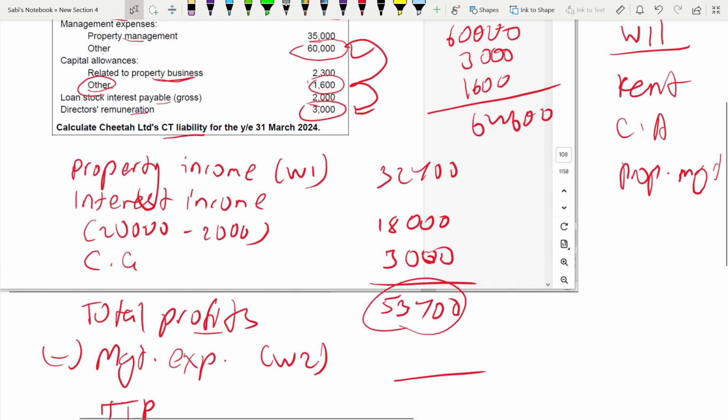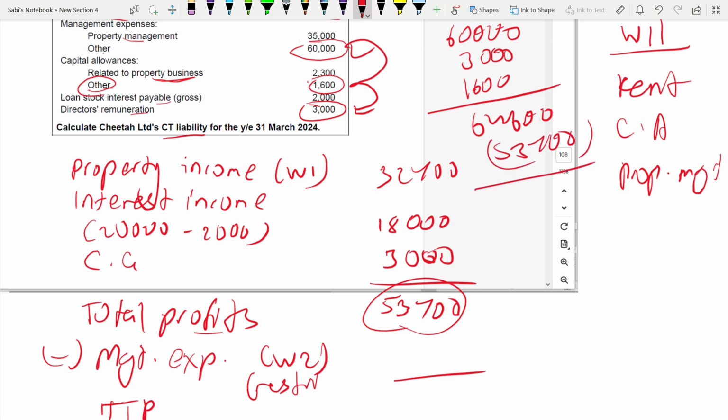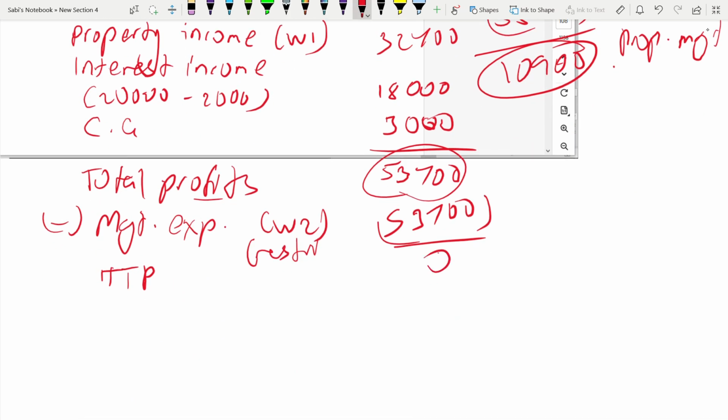And if you see, the total profit is only 53,700. That means more than that you can't deduct, so this is restricted. You can only deduct 53,700. You can't deduct 64,600. So the excess management expenses were 10,900. Only up to 53,700 you can deduct as management expenses from total profit, and then we are left with TTP of 0. Because TTP is 0, our corporation tax liability will be 0 as well. And what to do with this excess management expenses? You can carry forward and set against the total profit of the future period.